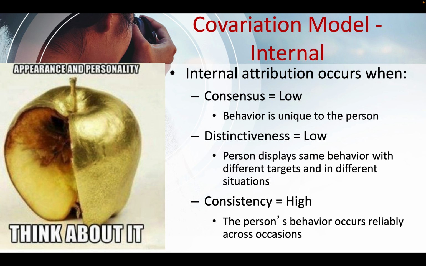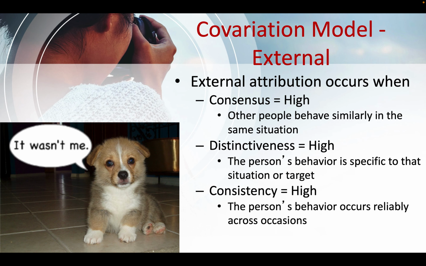Internal attribution occurs when consensus is low. Behavior is unique to the person. Distinctiveness is low. The person displays the same behavior with different targets and in different situations. Consistency is high. The person's behavior occurs reliably across occasions.